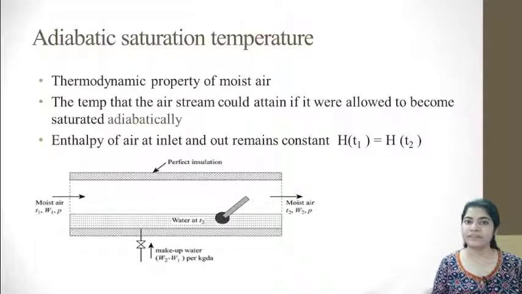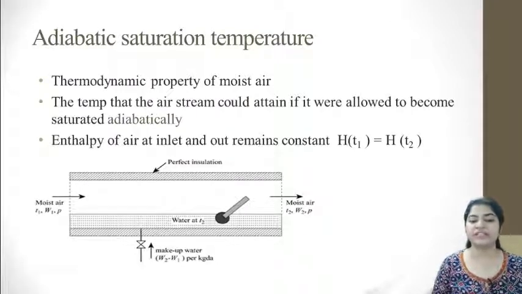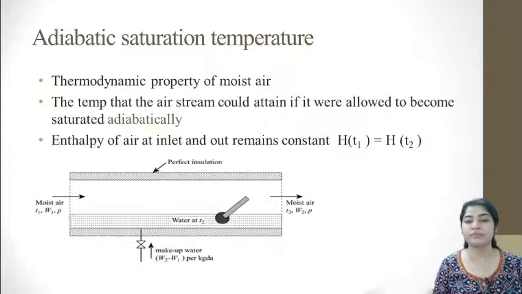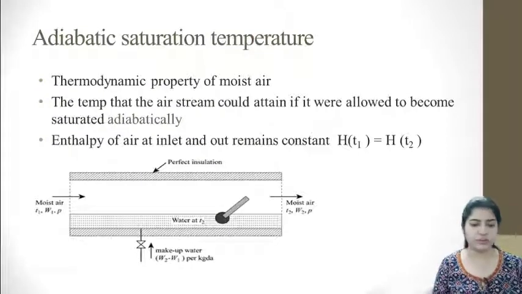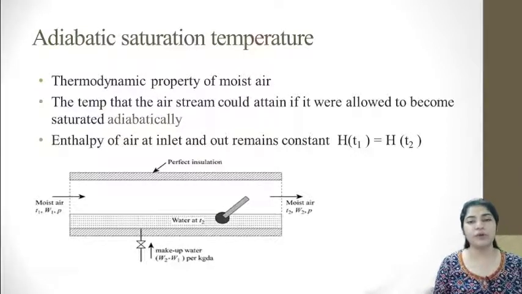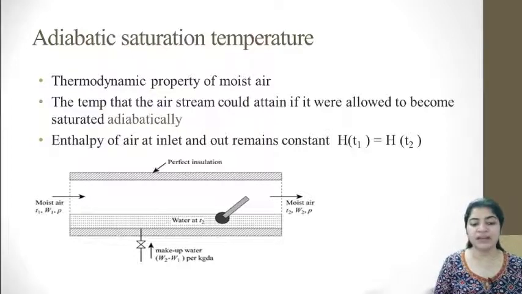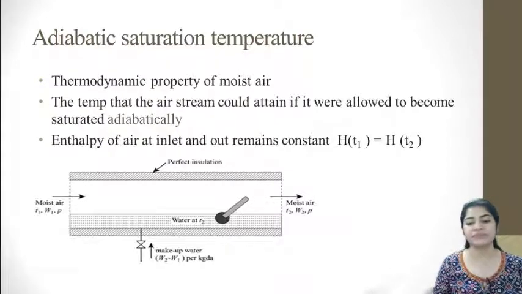Now the next topic is adiabatic saturation temperature. This is a thermodynamic property of moisture. The definition is the temperature that the air stream could attain if it were allowed to become saturated adiabatically. Adiabatically means no heat input and no heat output. So the important point is that the enthalpy of the inlet and outlet streams remains constant.